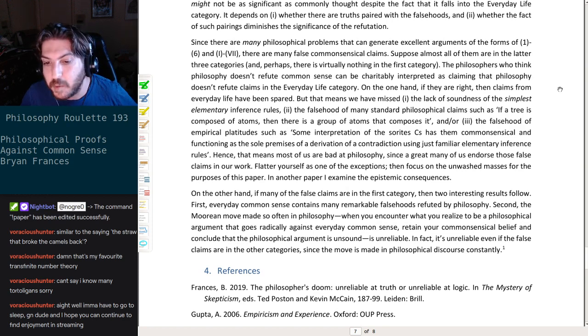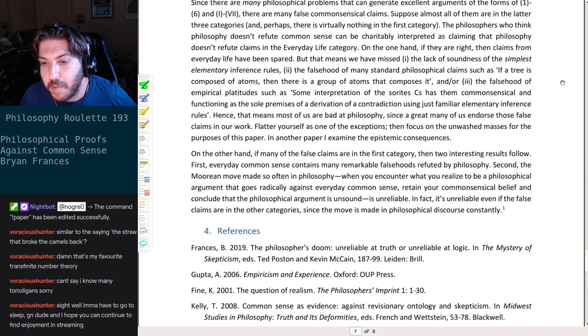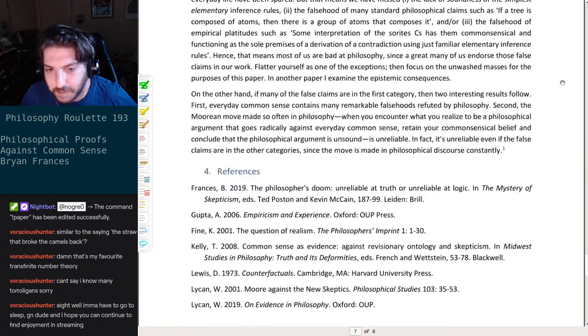Hence, that means most of us are bad at philosophy, since a great many of us endorse those false claims in our work. Flatter yourself as one of the exceptions, then focus on the unwashed masses for the purpose of this paper. That's what I've been doing. In another paper, I examine the epistemic consequences. On the other hand, if many of the false claims are in the first category, then 2 interesting results follow. First, everyday common sense contains many remarkable falsehoods refuted by philosophy.